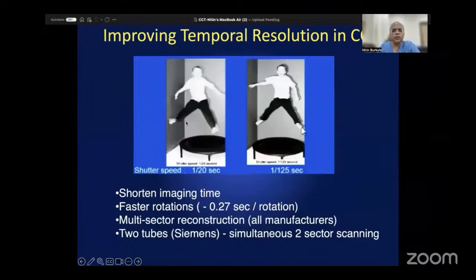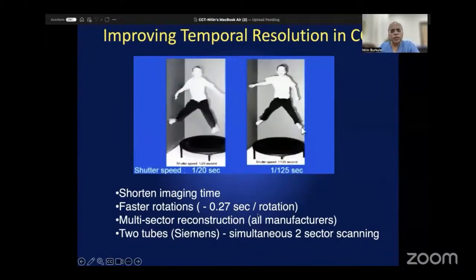So you can see the two pictures here with the shutter speed of 1 by 20 and 1 by 25, and you can see that when the child is caught at a very high shutter speed, you have a motion free and much clearer image. Now, this is exactly what you want to do for the coronaries which are constantly moving during the cardiac cycle. As we know, our temporal resolution in the CT scan is limited by the gantry rotation time.